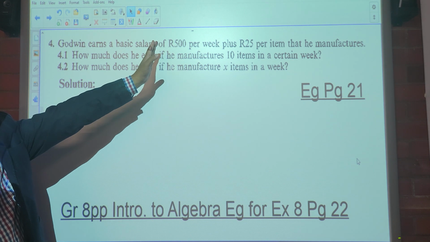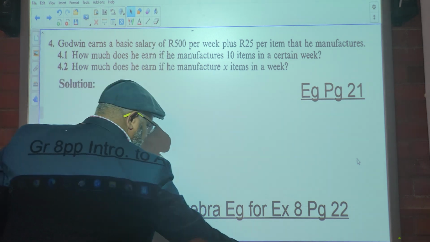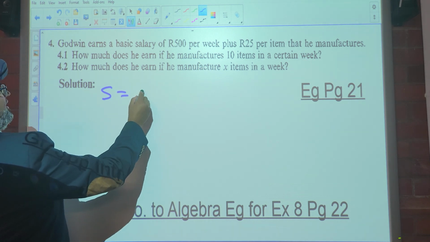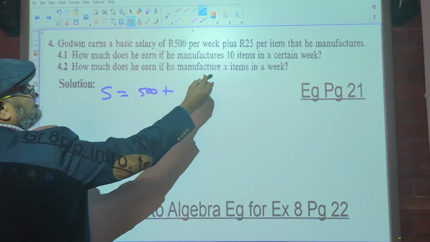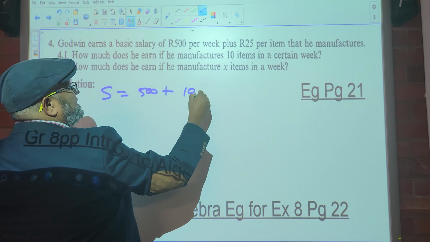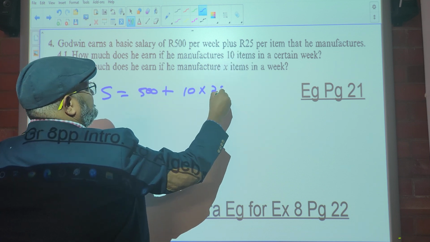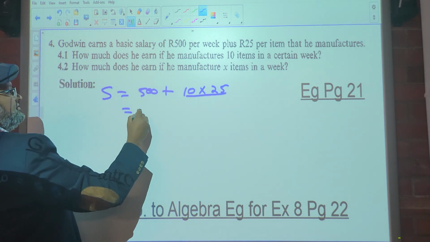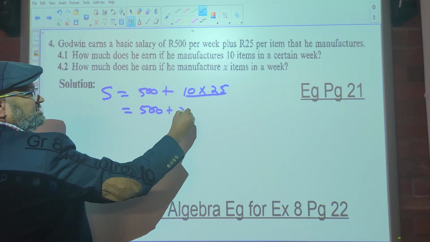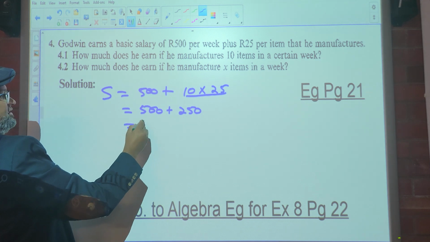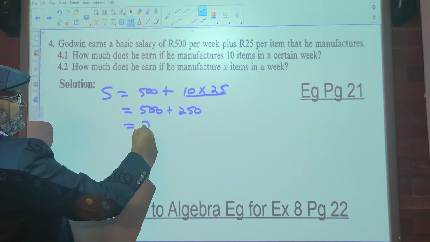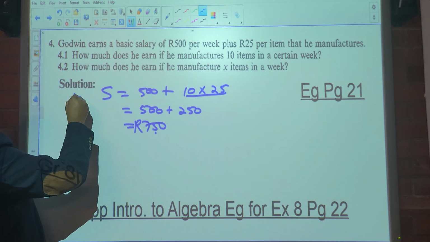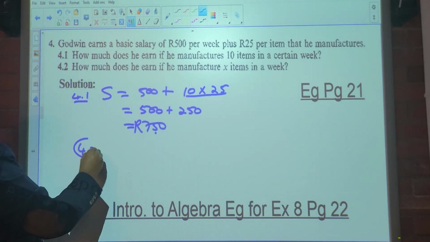Then how much does he get for that week? 500 Rand. Okay? So his salary is simply 500, which is basic, plus 10 multiplied by 25 Rand per item. Which gives us, what's 25 times 10? 250. And 500 plus 250? 750. Not so?